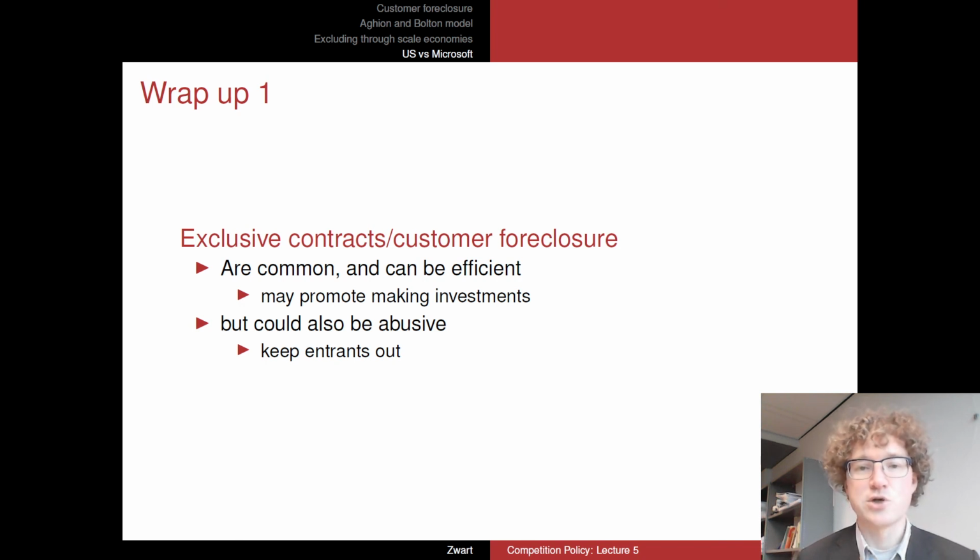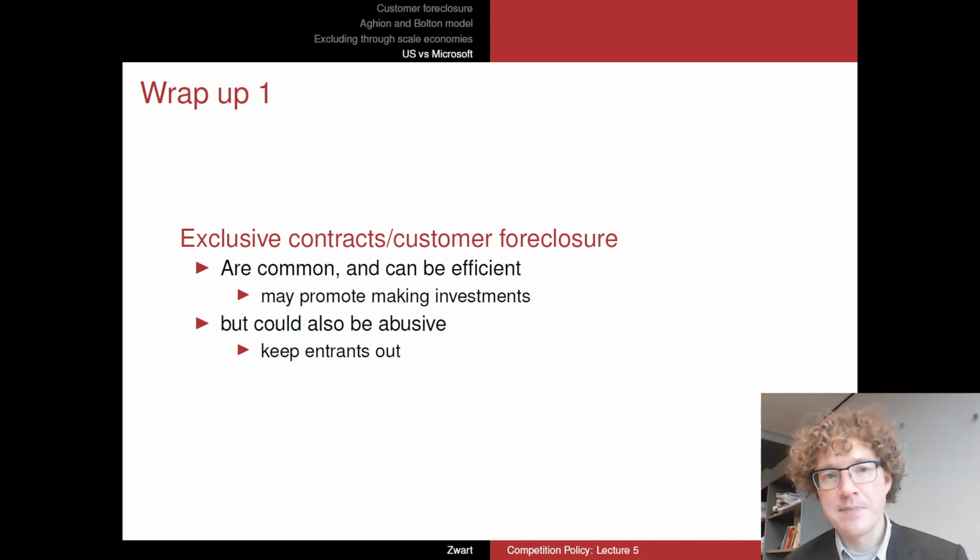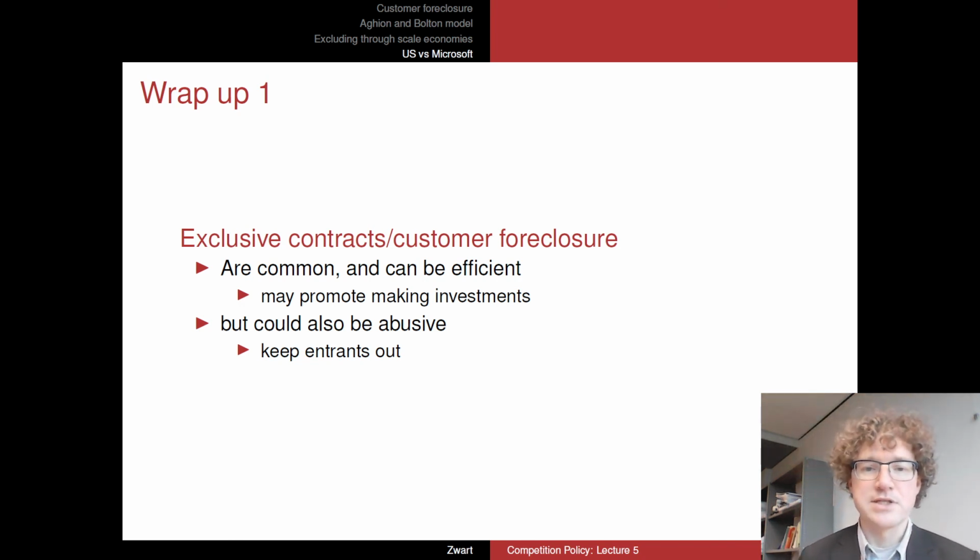By no means should we always ban such exclusive contracts. But we have to keep in mind that there are situations in which these exclusive contracts might also do harm. They could be abusive, an instrument for exercising what we call exclusionary abuse, in particular if the company that uses these contracts has market power, so is a dominant player. In that case, they are abusive. They will keep entrants out in order to protect the monopoly position that this monopolist, this incumbent, this dominant player already has in the market.